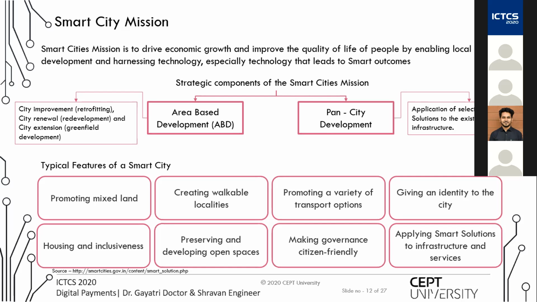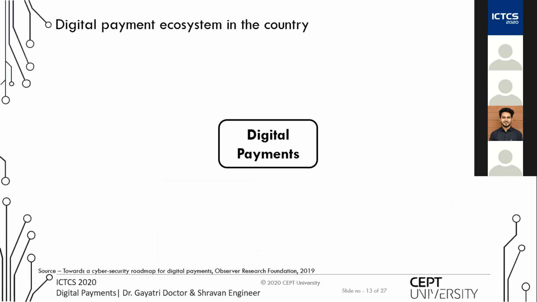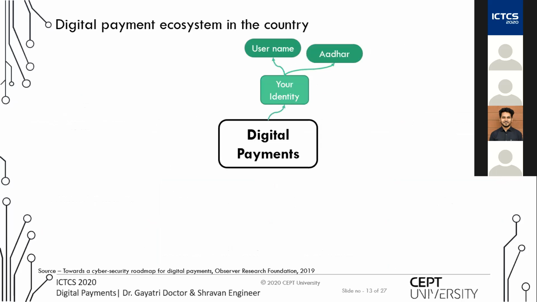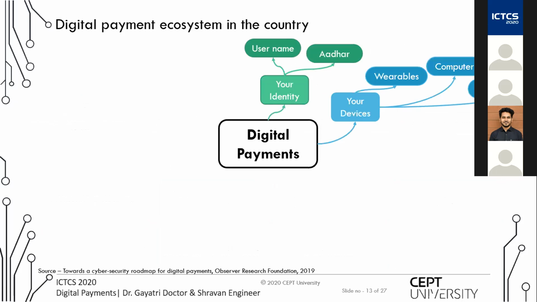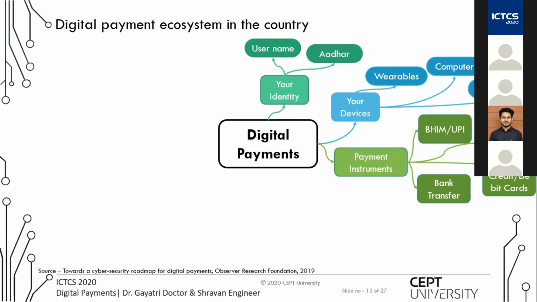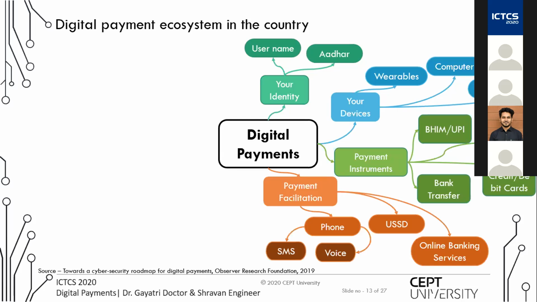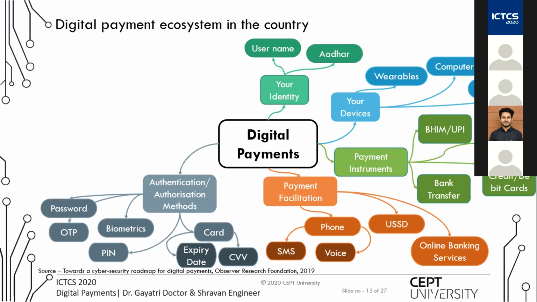So there were 8 major features of a smart city, which my focus area was on applying smart solutions to infrastructure and services. So the payments ecosystem in the country can be divided into 7 categories. First being your identity, your Aadhaar and your username. Second being your devices, your computer, mobile phones, or your wearables. Third being the payment instruments, the UPI, mobile wallets, credit cards. Fourth being the payment facilitation, how it can be facilitated. The authorization methods is a password, OTP, PIN.